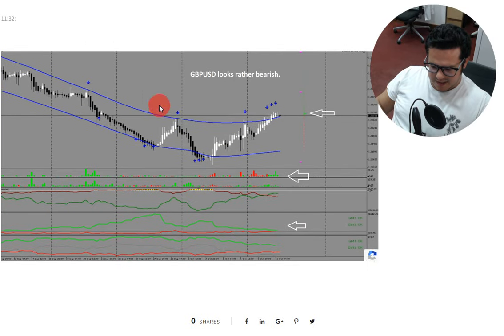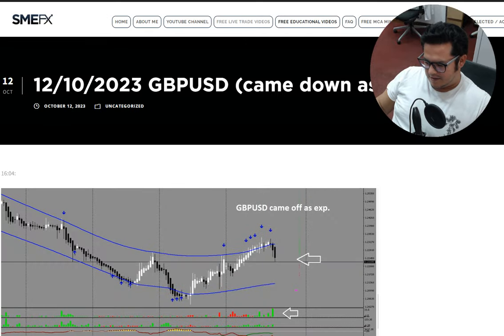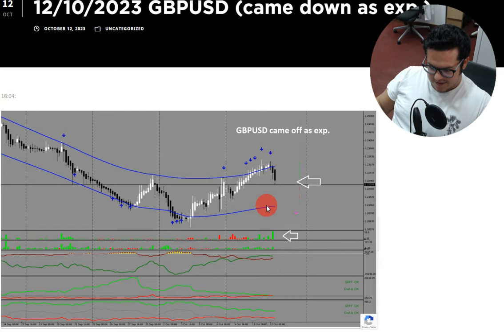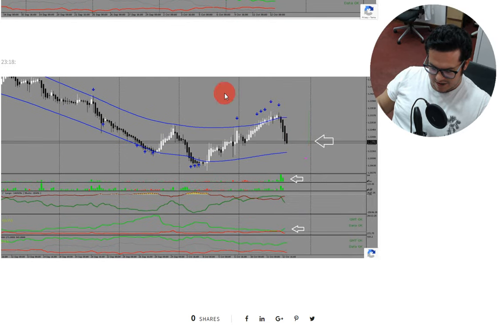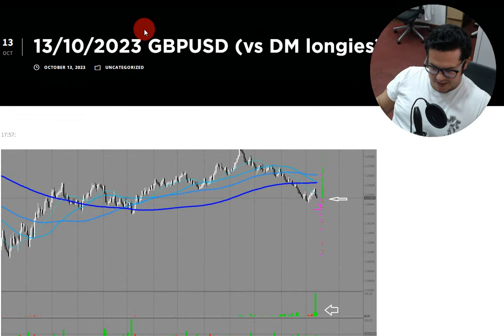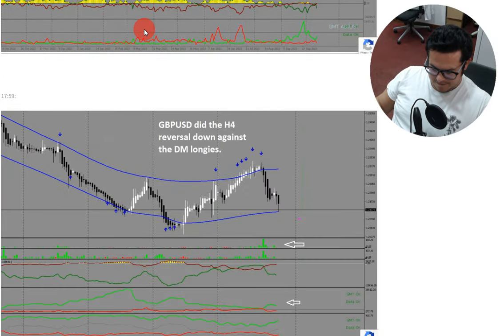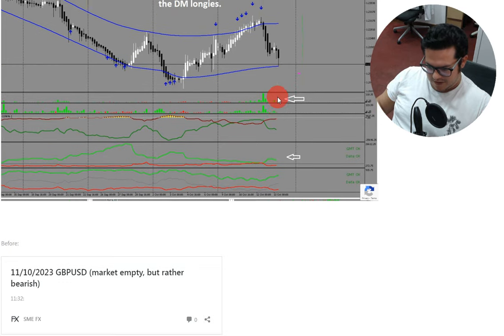Cable, similar things. So here also the highs have been cleared with old longies above the price, new longies coming in. So great factors for our reversal, down against the old and new dumb money longies, coming down nicely again. Longies buying, same like euro dollar, and therefore the down move is accelerated. And there we go, all the way down to the lower channel band. Beautiful short trade then, cable.